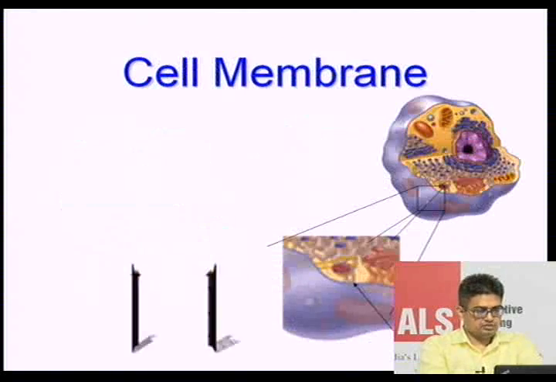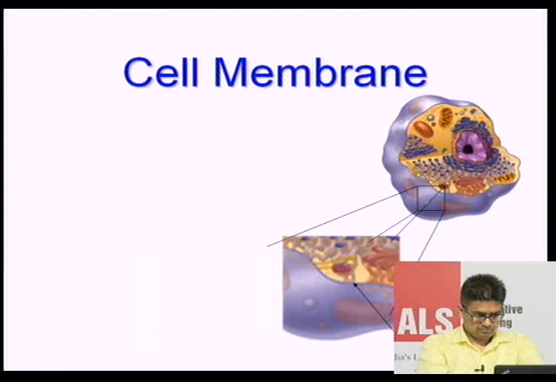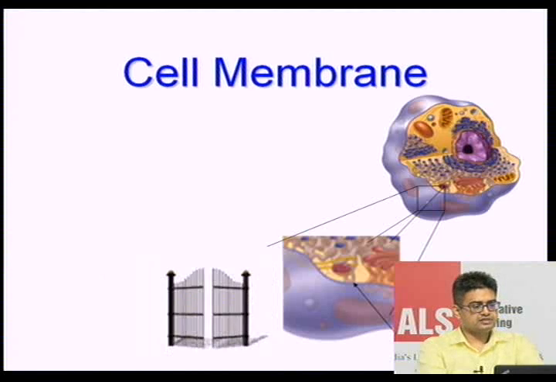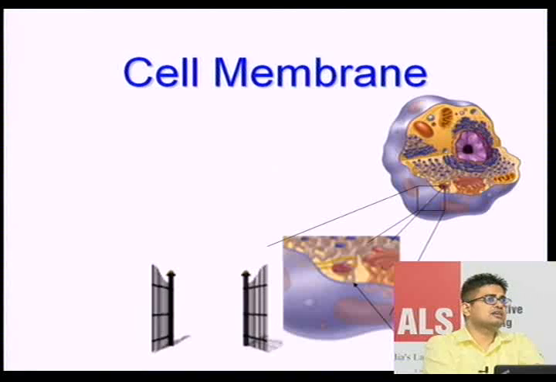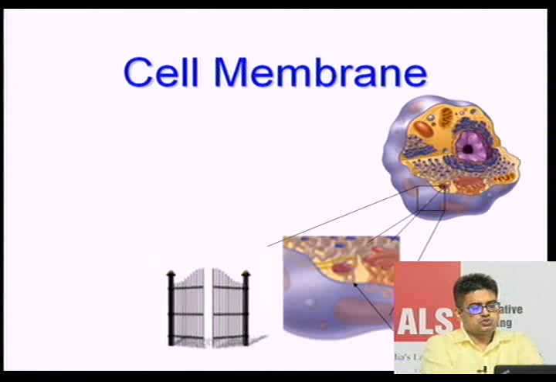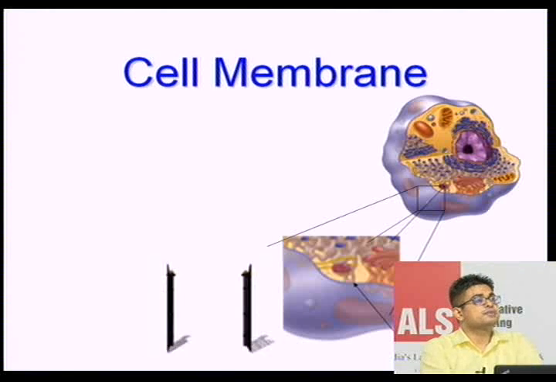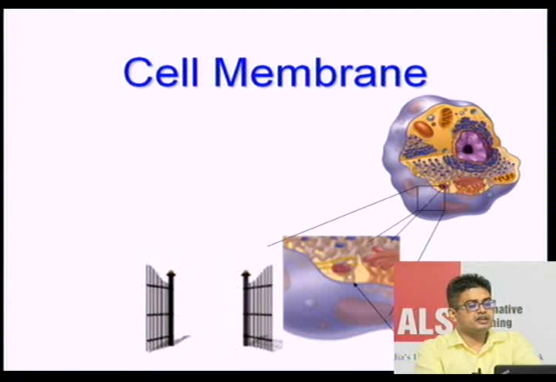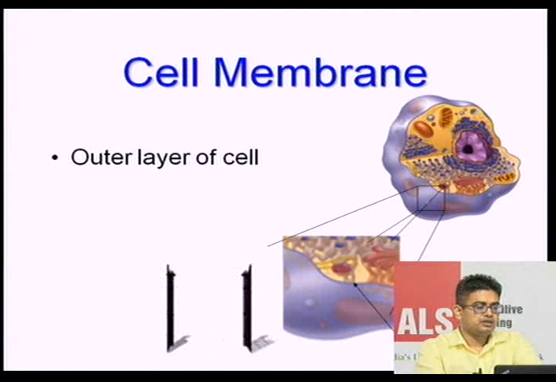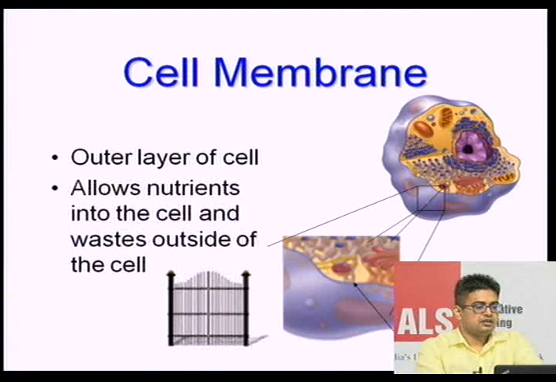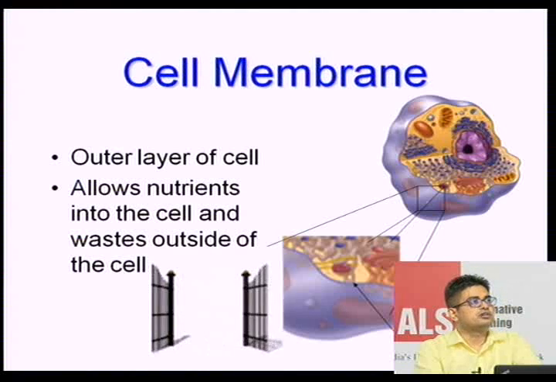Now, continuing with organelles. So what are organelles? The first cell organelle that we have to study today is the cell membrane. We had not started with the cell membrane in the last class. So what is the cell membrane? The cell membrane is a gateway, a pathway, the outer layer of the cell. It allows the nutrients into the cell and the wastes outside of the cell.